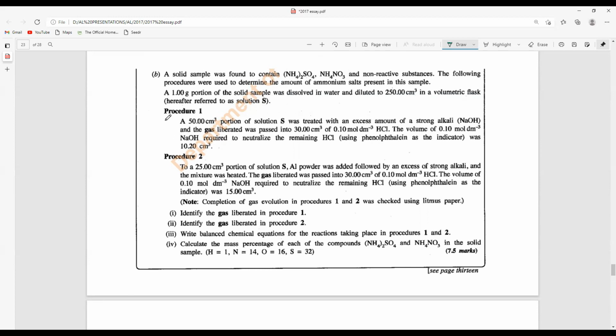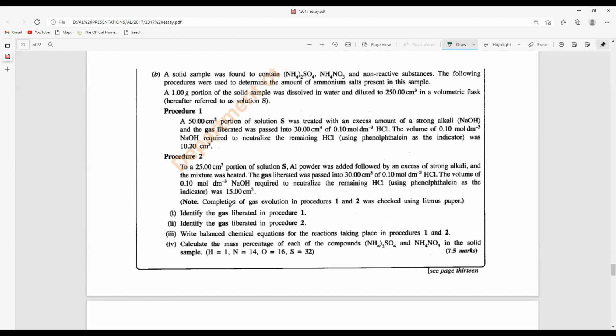And they have carried out 2 procedures here. Procedure 1: 50 cubic centimeter of solution S was treated with an excess amount of strong alkali, and a certain gas is liberated, and this was passed through HCl. And to neutralize the remaining amount of HCl, they have used some NaOH, and 10.2 cubic centimeters were required, right? And in the second procedure, what they have done different from the first procedure is the volume is reduced a little bit. They have used 25 cubic centimeter, and they have added aluminium powder, and the rest is very similar. And finally, the NaOH volume required to titrate the remaining HCl was 15 cubic centimeter.